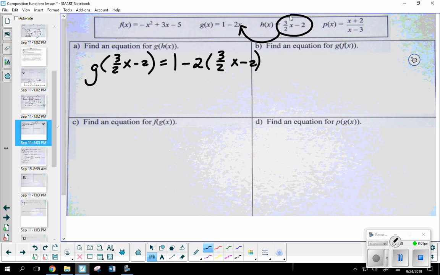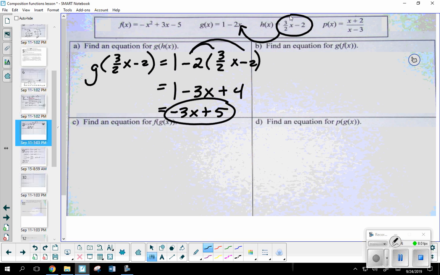All right, so somebody help me. What do I get if I distribute a negative 2 through here? I would get 1 minus what? Minus 3x plus 4. So it looks like my equation is just going to be negative 3x plus 5. There we go. So again, it's a new idea, but it just relies on your algebra skills. Just expanding, distributing, like terms, all that good stuff.